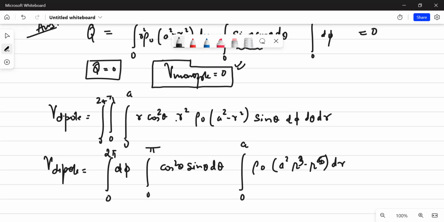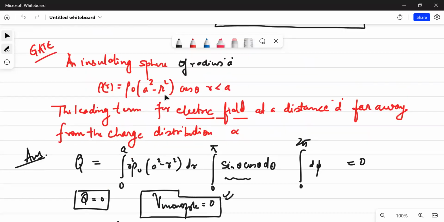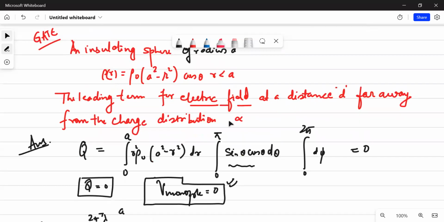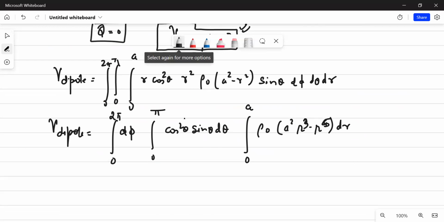Sir, once show the question. Yes, rho of r is given by rho naught a square minus r square cos theta, where r is less than a. The leading term for electric field at distance d away from the charge distribution is directly proportional to what? So let us see what it will be directly proportional to. Okay, so this thing is understood.